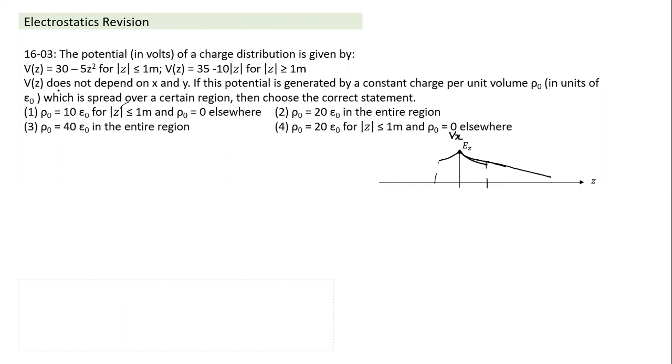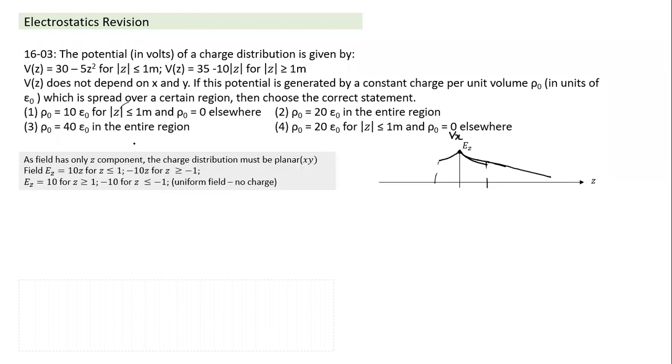This is what is given. What we need to do here: it is given that the potential in the z direction does not depend on x and y. And this potential is generated by a constant charge per unit volume rho naught, which is spread over a certain region. So we need to find what this charge density per unit volume is and which region it is spread over. That's what we need to find. Since we need to find charge, and what is given is potential, charge is more directly related to field. So first we'll find the field. And once we find the field, using Gauss law, we can find the other parameters also.